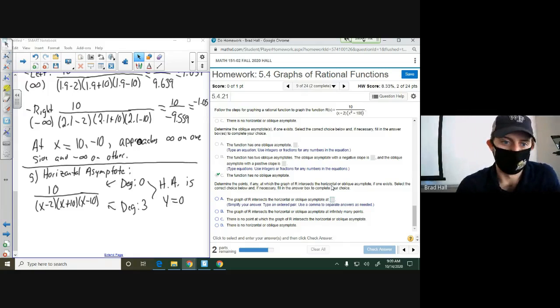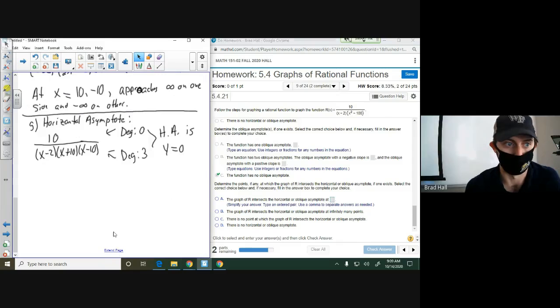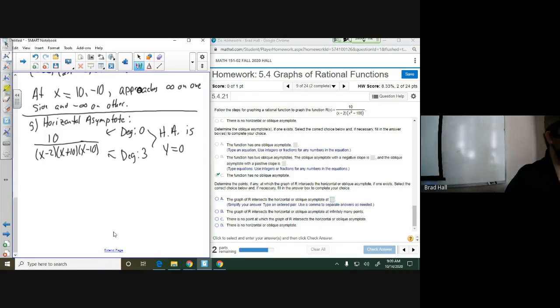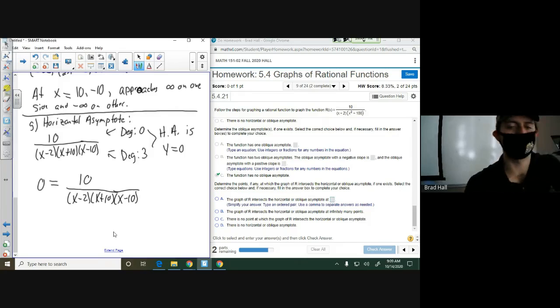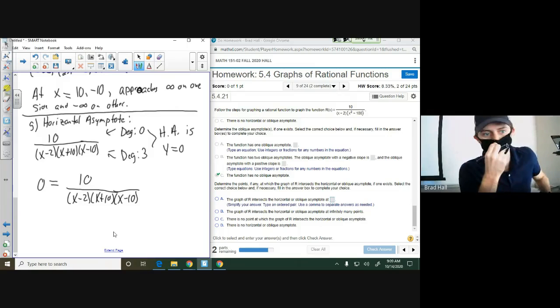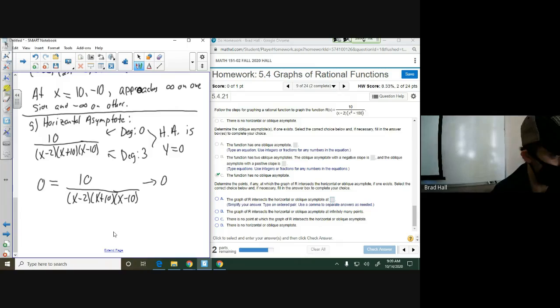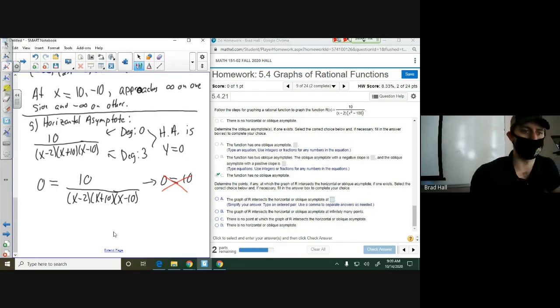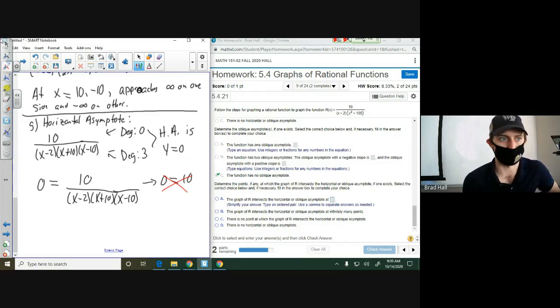So now we need to figure out where the graph could potentially intersect the horizontal asymptote, which means we would set the whole function equal to the horizontal asymptote, just like this. But this might look familiar to you. We did the same exact thing whenever we found the x-intercept. We've already done this computation. And what ended up happening was we found that 0 was equal to 10, which didn't make any sense. So there's no point of intersection.